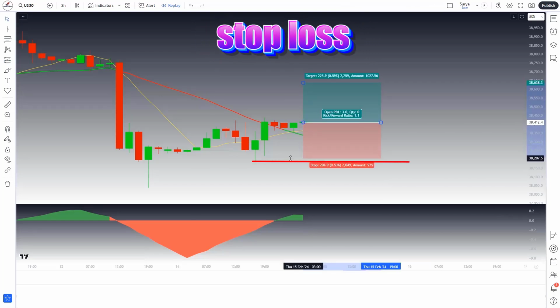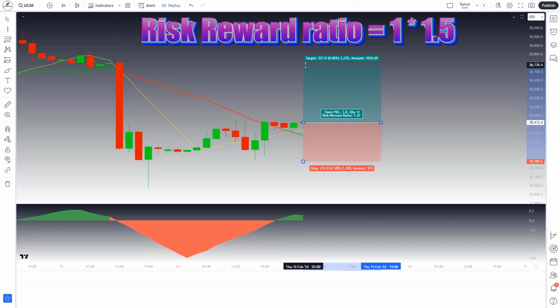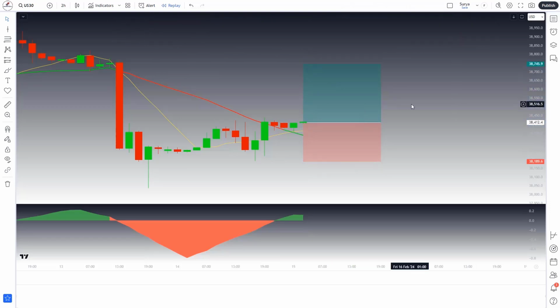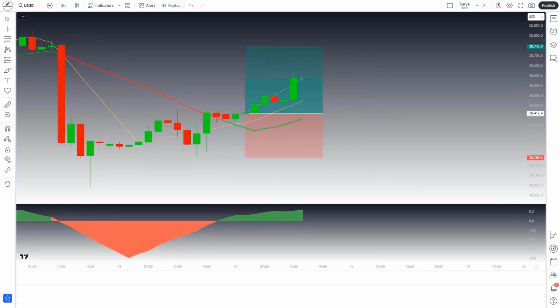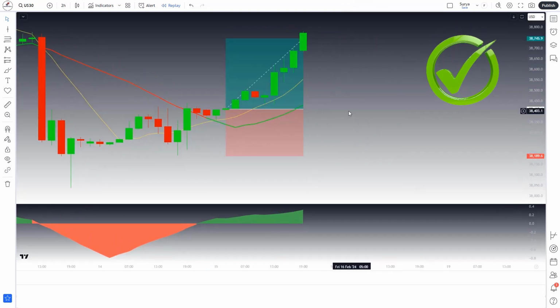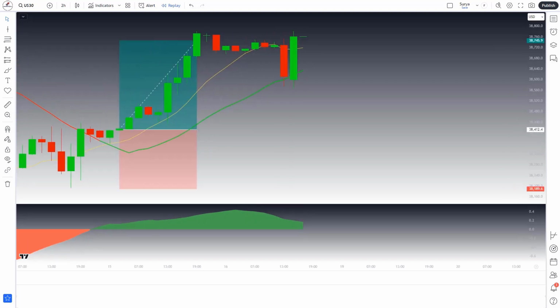Our stop loss is to be placed at the previous low of the market, and the risk to reward ratio will be 1 to 1.5. Let's see what happens to our trade. We have won the trade. Let's find the next signal.